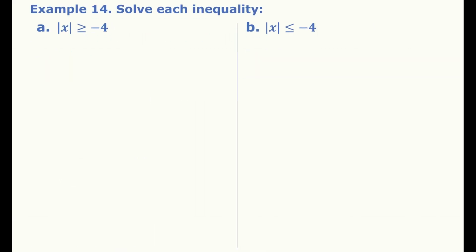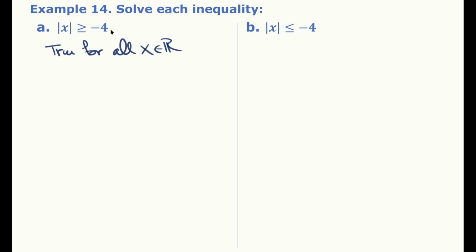So first thing we want to look at is, what about this? What if somebody says, find all real numbers whose distance from 0 is greater than or equal to -4? Well, think about it. This statement is pretty much always true, right? For any real number, if you find the distance between that real number and 0, it's going to be greater than or equal to 0. So certainly it's going to be greater than or equal to -4, right? So this one is true for all real numbers, for all x belonging to the set of real numbers.